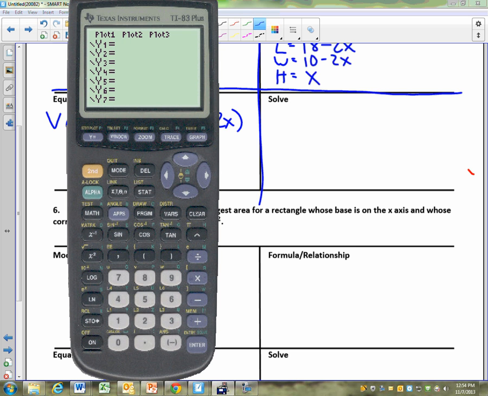So I just plug it in. X, 18 minus 2x, 10 minus 2x. I think I switched them around from what I had written down, but that doesn't matter. Multiplication is commutative. And after you got that, I'm going to press Zoom 6 for Zoom Standard.